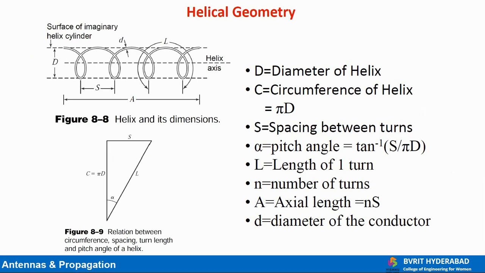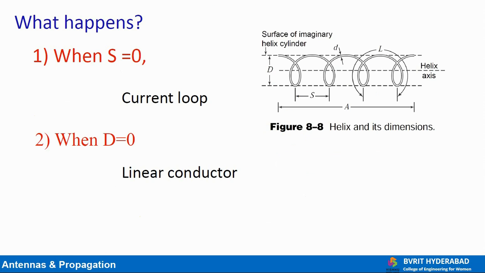The following symbols are used to describe a helix. The diameter d and circumference c refer to the imaginary cylinder whose surface passes through the center line of the helix conductor. If one turn of a circular helix is unrolled on a flat plane, the relation between the spacing s, circumference c, turn length l, and pitch angle alpha is as illustrated by the triangle as shown in the figure. Visualizing the geometry of the helix, when s equals 0, it represents a current loop, and when d equals 0, it represents a linear conductor.